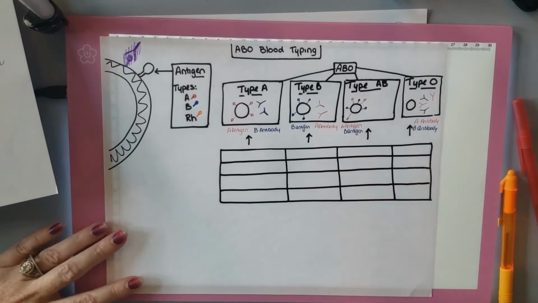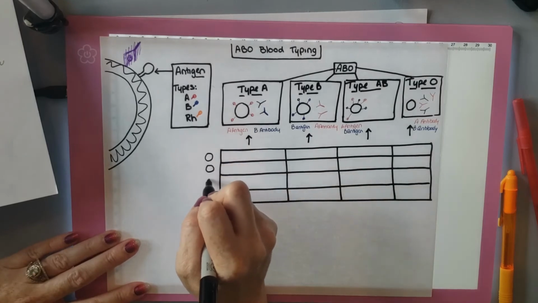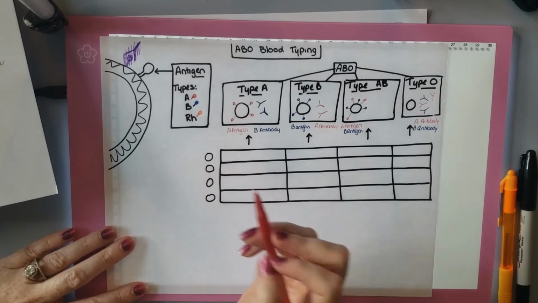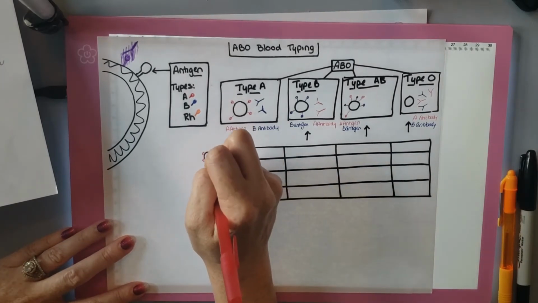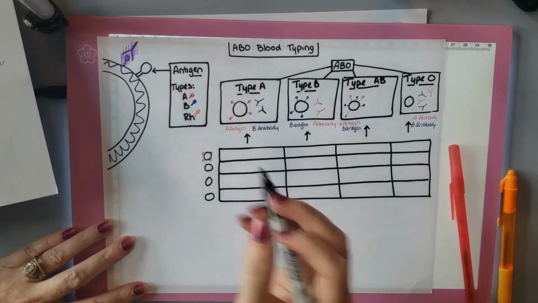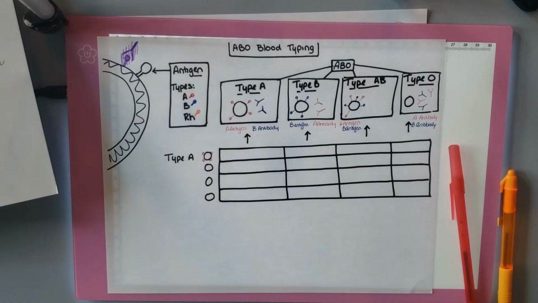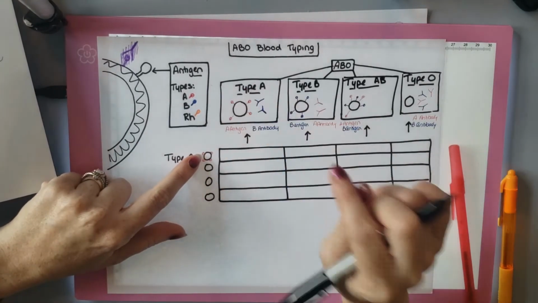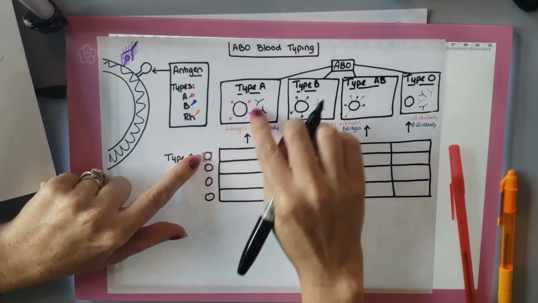Okay, so we're going to start first. Let me draw my little circles here. All right, we're going to start first with type A. So can we give this cell to this person? Sure. Because these antibodies are not going to attack anything on that.